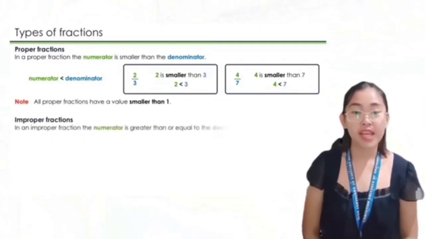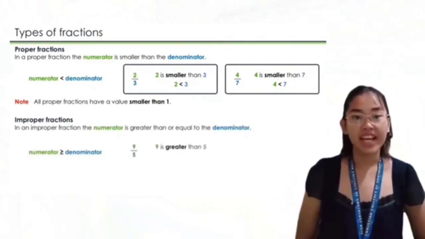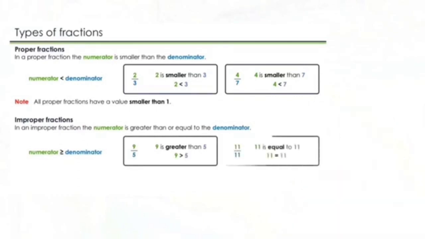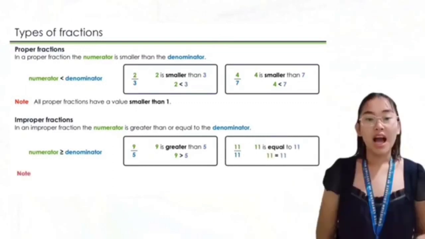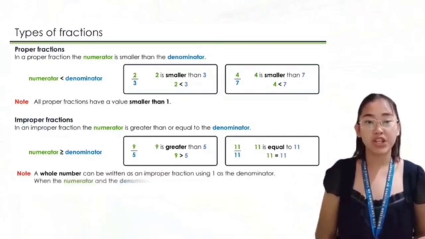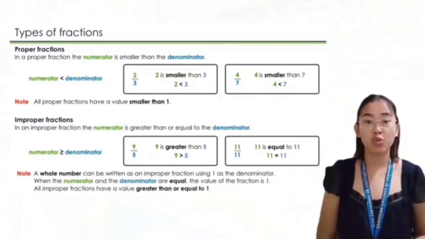Improper fractions. In improper fractions, the numerator is greater than or equal to the denominator. 9/5, 9 is greater than 5. 11/11, 11 is equal to 11. A whole number can be written as an improper fraction using 1 as the denominator. When the numerator and denominator are equal, the value of the fraction is 1.